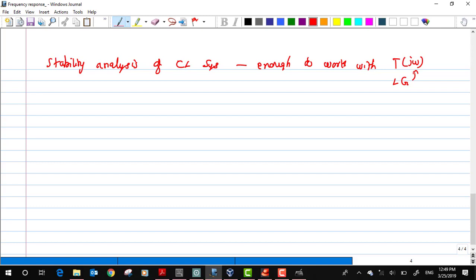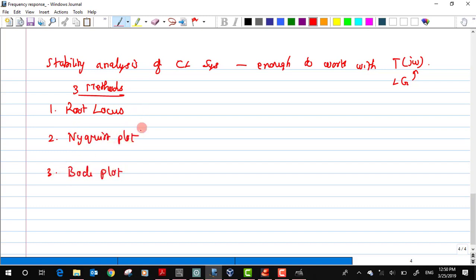Now we basically have three methods to analyze the stability of the system. The first method is known as root locus, the second one is the Nyquist plot, and the third one is the Bode plot. Among these three, we will not be considering the Nyquist plot, but I will just tell you roughly what we are actually plotting across each of these.